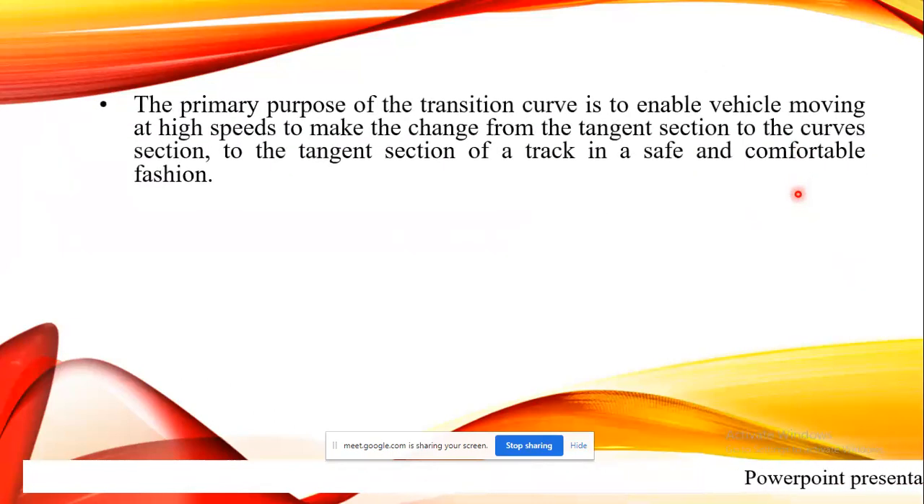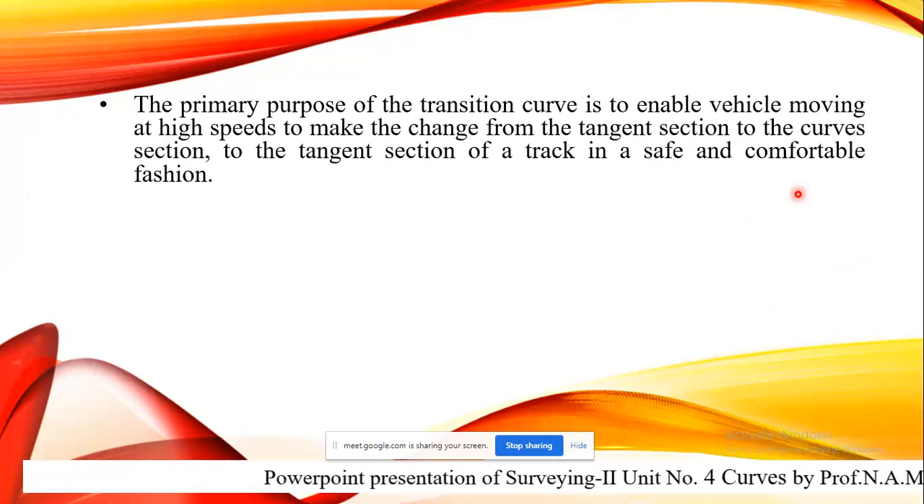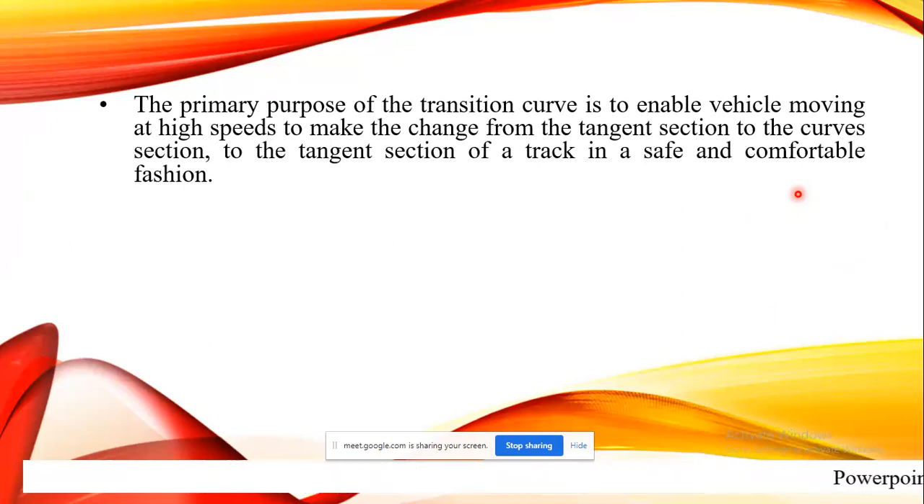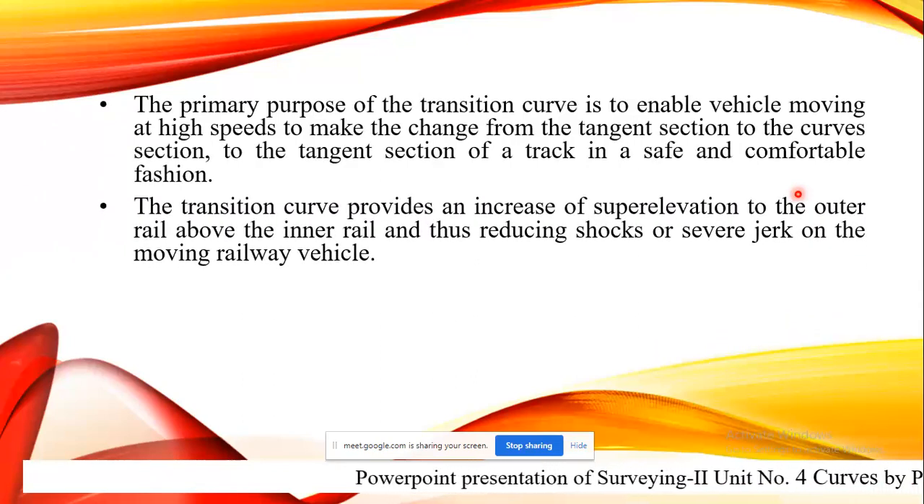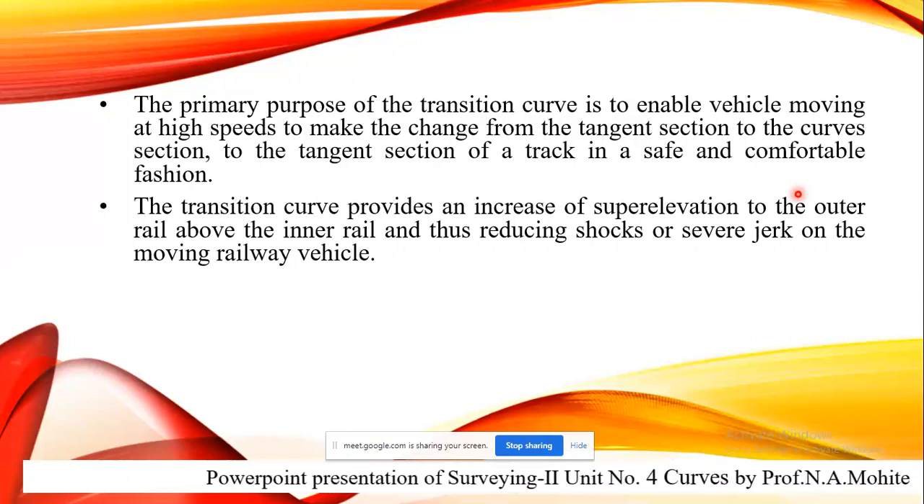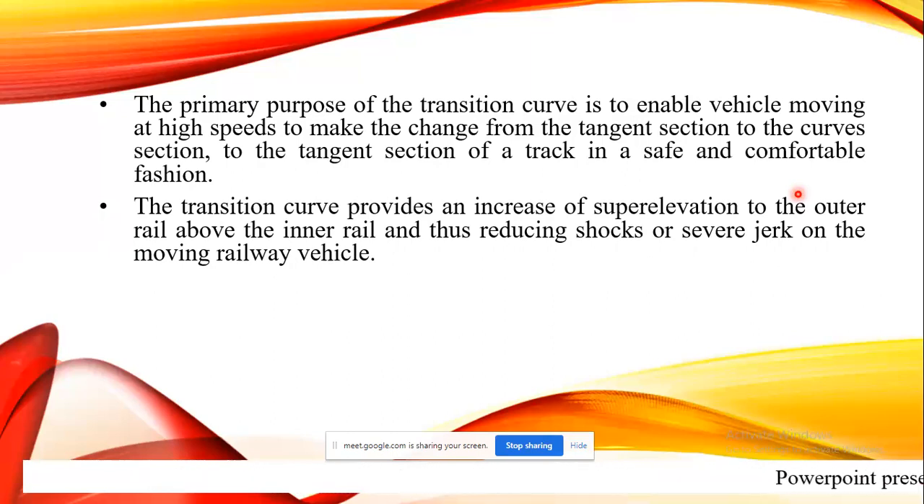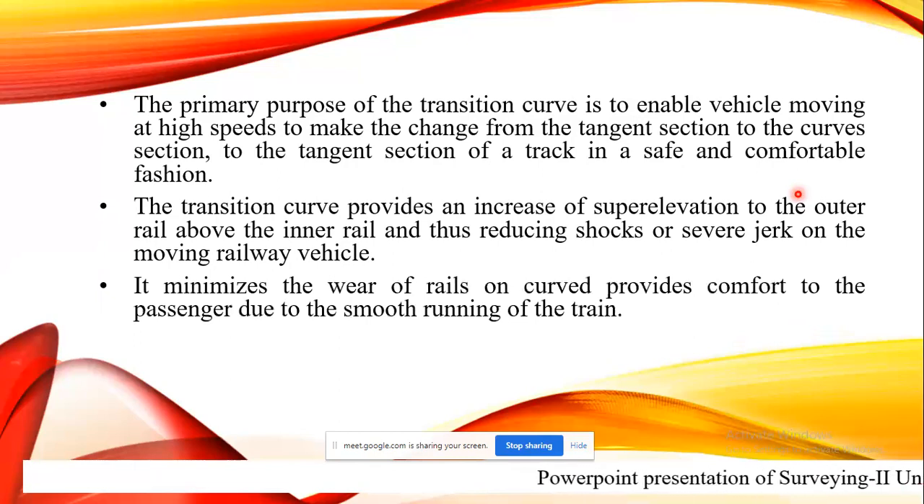The primary purpose of the transition curve is to enable vehicles moving at high speeds to make the change from the tangent section to the curve section to the tangent section of a track in a safe and comfortable fashion. As I told you, there are chances of damage, that is wear and tear, to the rail sections, and in order to provide comfort to the passengers, such transition curves are provided. So in order to have smooth running of the train, they are provided, which reduces the wear of rails.